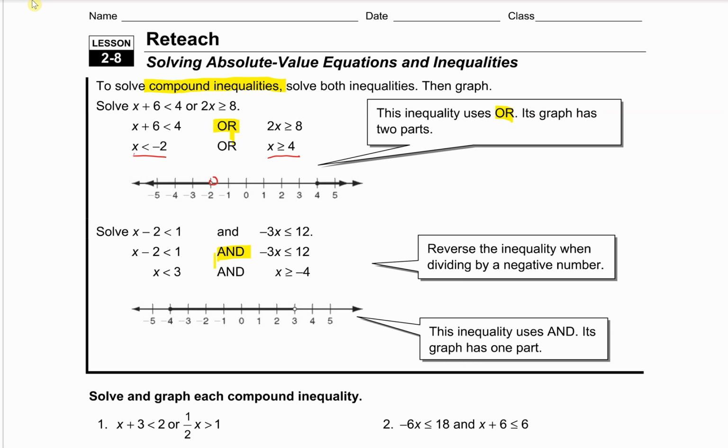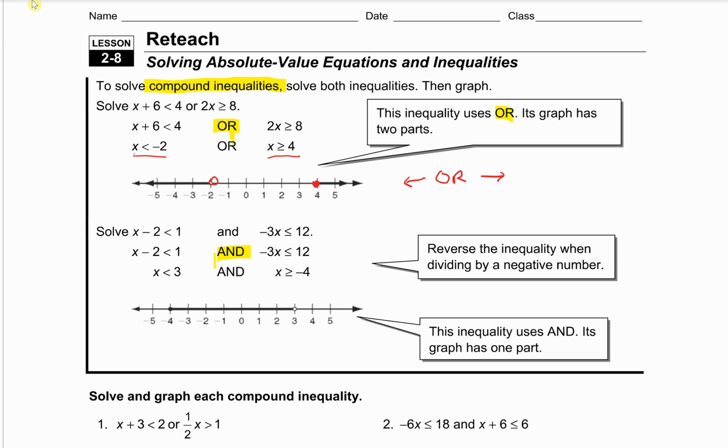And in these kinds of situations, you're going to basically have two lines. You'll have this open circle here at negative 2 and the arrow pointing to the left. You'll have a closed circle here at 4 and you'll have your arrow pointing to the right. And that's going to be the case all the time. With or types of situations, your graphs are always going to look like this. You're always going to be pointing out in opposite directions.